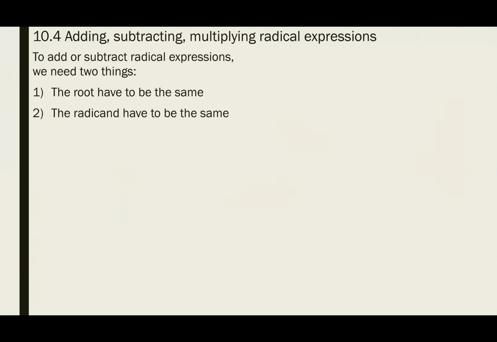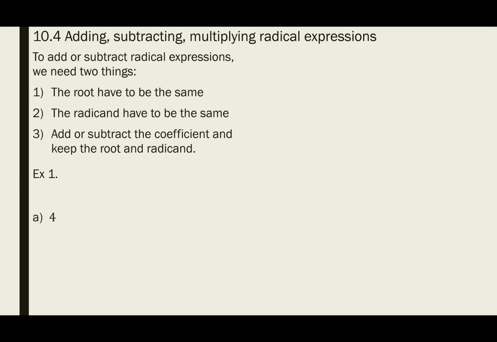These are two very important things: you need the root to be the same, and you need the radicand, the number inside your root, to be the same. You need to ask yourself, do I have the same root? If I have a square root, I have to have another square root. If I have a third root, I need another third root. If your root is the same, the radicand must also be the same. If number one is checked and number two is checked, all you need to do is add or subtract the coefficients, meaning combine the coefficients.